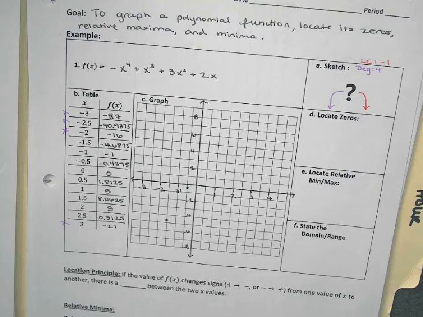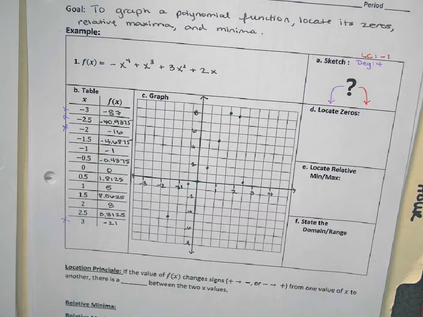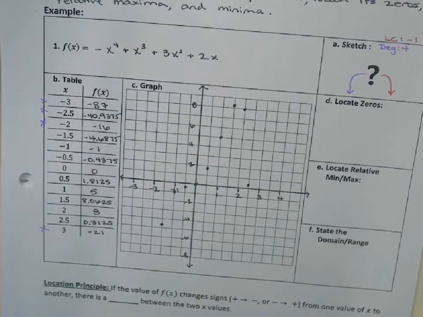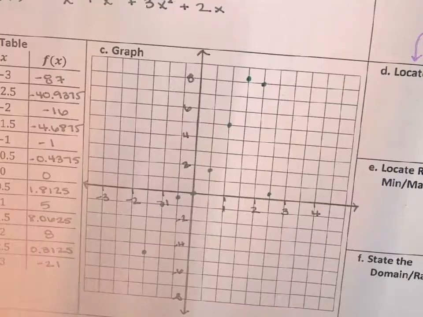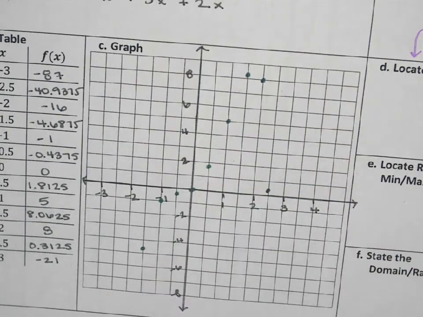You're just going to continue plotting those points. So I'm going to hit pause. You continue plotting all the points and see if you can match mine. So here I have all my points plotted. Now I am going to very loosely connect them, but by loosely I mean you want to make it a nice curve.